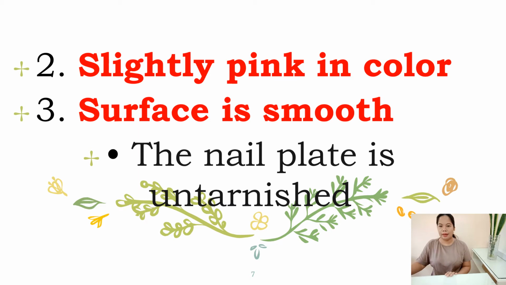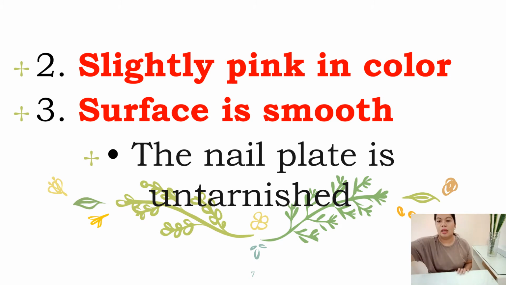Then let's move to slightly pink in color. As I have said, your nails should be pinkish in color. The nail plate is translucent, so light can pass through it. Since the nail plate is placed on the nail bed, it should look pinkish. Because if your nail is very, very white, like opaque already, or yellow, blue, violet, brown, or black, that means to say that your nails are not healthy.